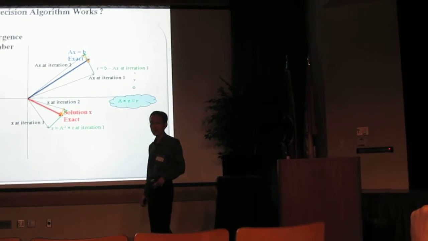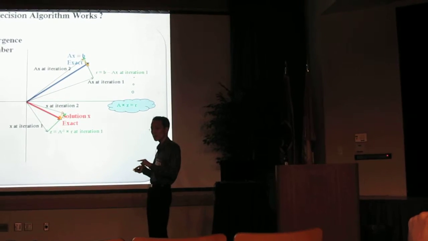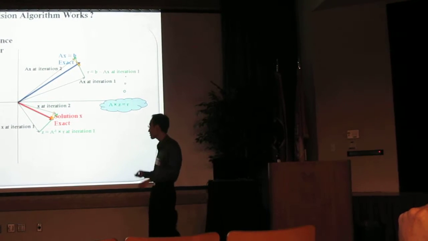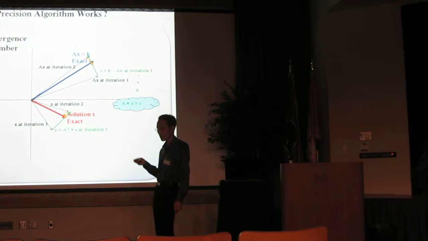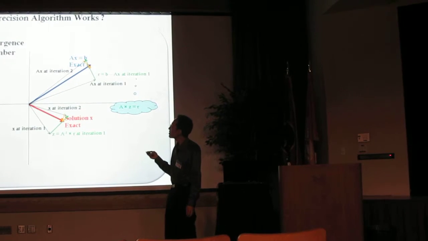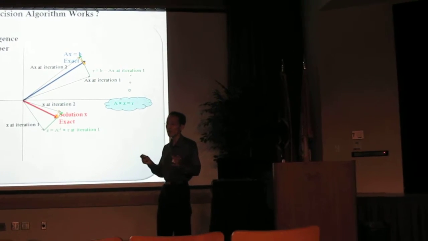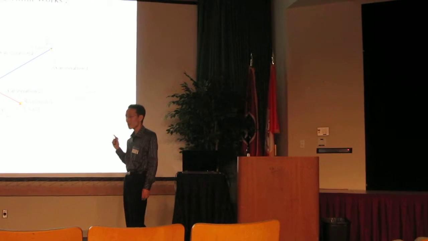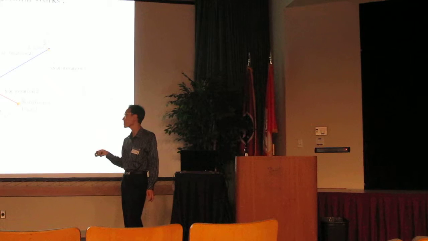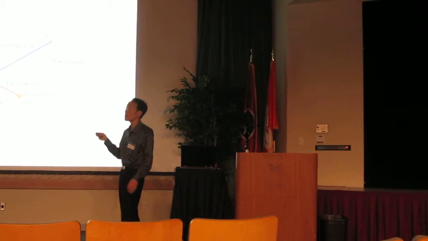So you may wonder how quickly this approximate solution converges to the exact solution. The answer is it depends on the condition number of the matrix. The condition number of the matrix represents the stability of the matrix for solving a system of equations.